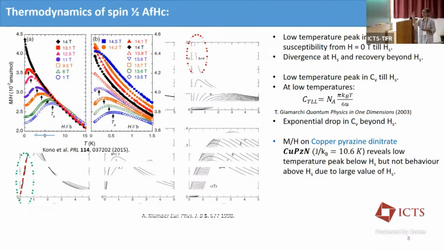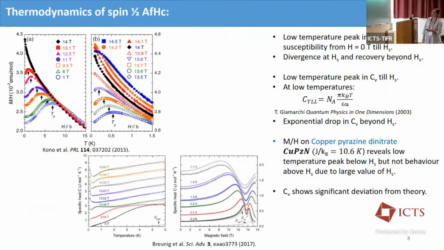So because of the large value of the exchange coupling constant, the corresponding saturation field in this case is around 14 Tesla. So using lab magnets, they are not able to go to values which are higher than the saturation field. So they go only till 16 Tesla.